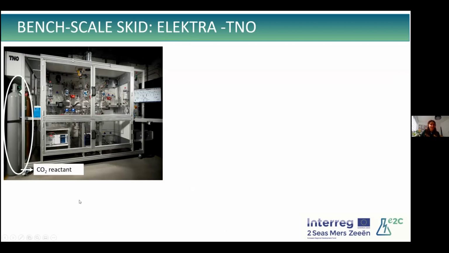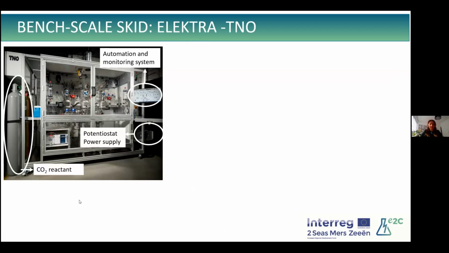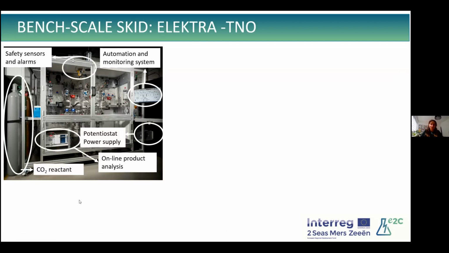So here this is the CO2 reactant, the potentiostat or the power supply to control the reaction. The whole skid is automated for control and also for monitoring. We count with an online product analysis. And of course, we have a set of sensors and alarms to operate in a safe manner.